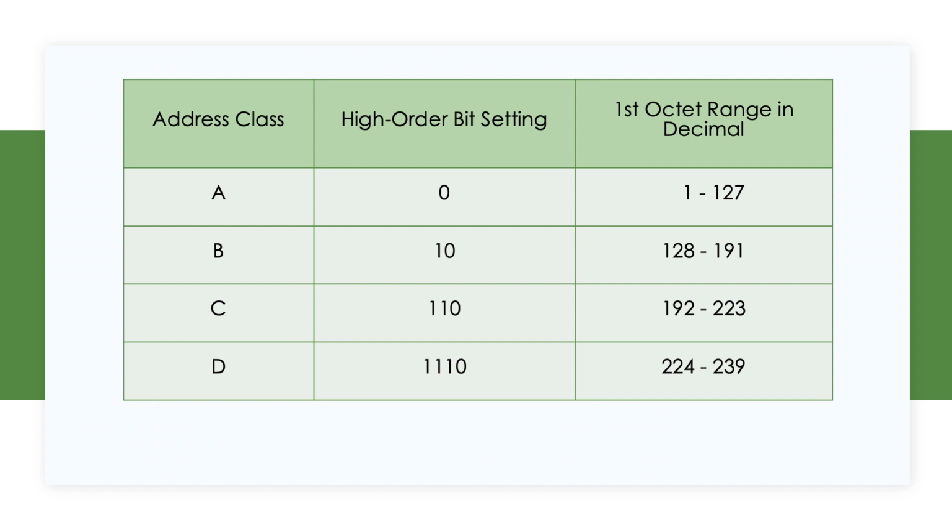And finally, the class D, set to 1110 for the first 4 bits, and we have a decimal value then of 224 to 239. And these are very special IPv4 addresses that are used to make multicast function. And we'll be sharing more information on multicast with you in future videos, as you might guess.